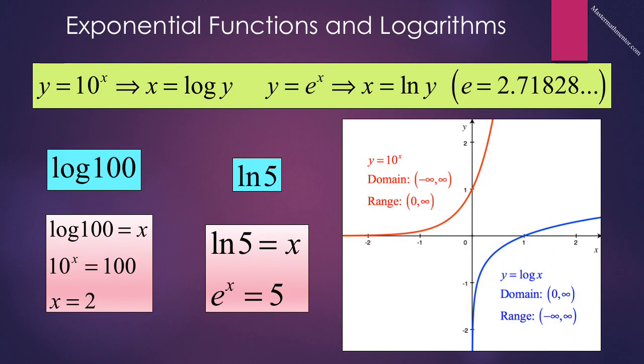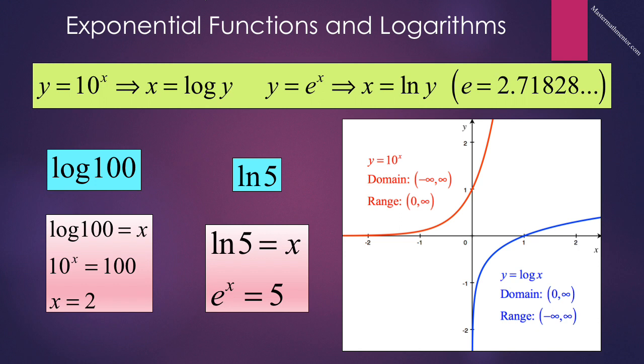We see the graph y is equal to 10 to the x in red. It passes through the point (0, 1). The domain of this function is negative infinity to infinity because we can take 10 to any power, positive, negative, or 0. But the range will be 0 to infinity because 10 to any power will always be a positive number.